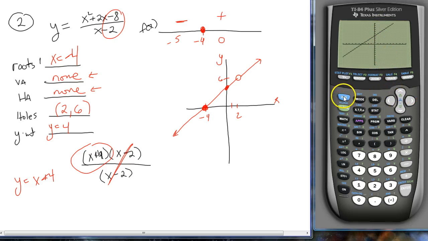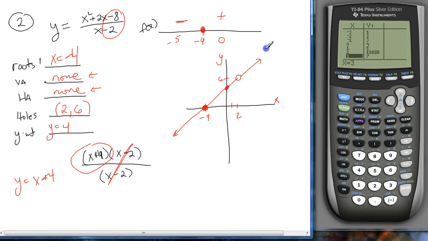So what I can do, though, is I can go to table if I wish. And I'll see at 0, it's 4. It's the y-intercept. If I scroll back, negative 4 was the 0. It's the root. And if you go to 2, that's where the error is. That's the hole. And then look at the numbers. It goes 3, 4, 5. It wants to be a 6. So that's how we got that right. And just label that f of x also.